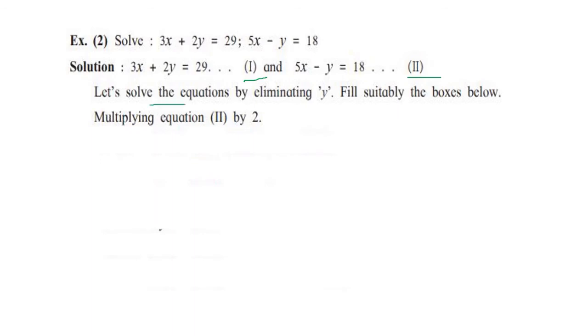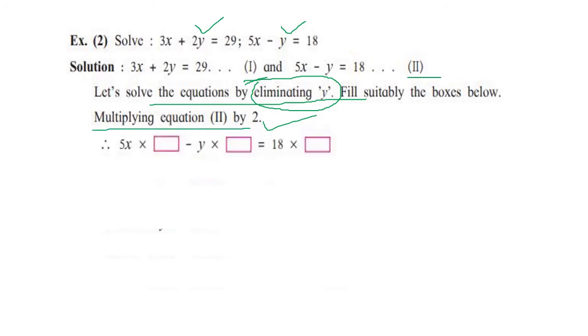And equation is getting solved by eliminating y. Y को eliminate करना है. इधर 2y है, इधर minus y है. तो 2y को निकालना है, तो इसको भी 2y करना पड़ेगा. So it is better multiply the second equation by 2. तो वो करेंगे, दैट इज व्हाट इज गिवन.